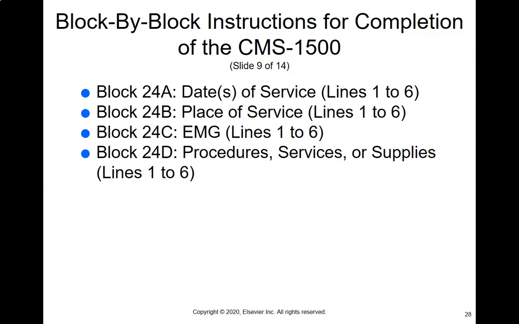Block 24A, the dates of service, lines 1 to 6. Block 24B is the place of service, lines 1 to 6. And that is actually where the office visit, or whatever the services being provided, is the location of that. So if it's being done in the office, your place of service would be 11. And these are at the beginning of your CPT book, your place of service codes. Block 24C is the EMG, lines 1 to 6. Block 24D are your procedures, services, or supplies, lines 1 to 6.